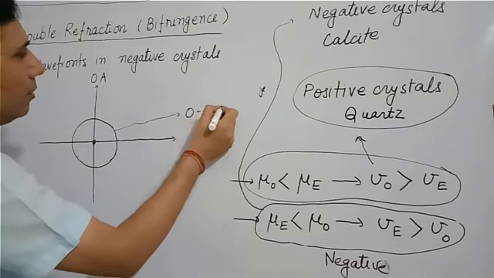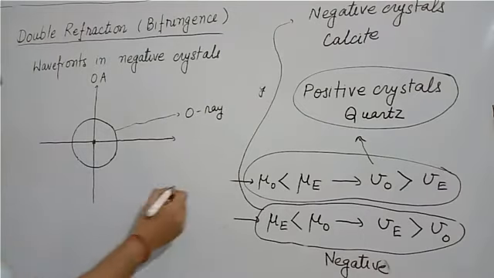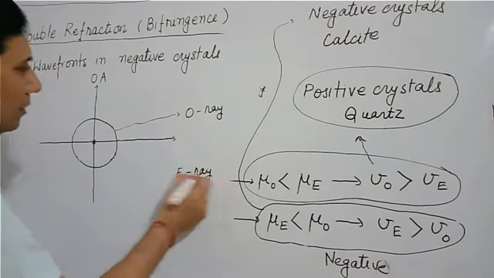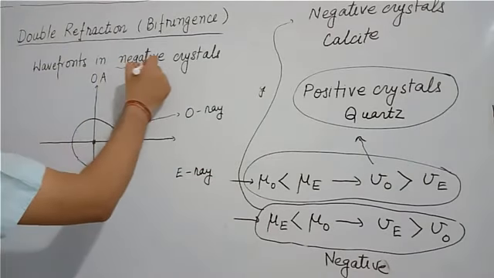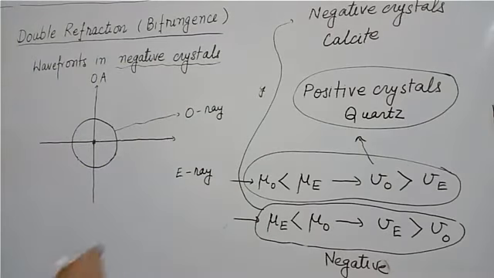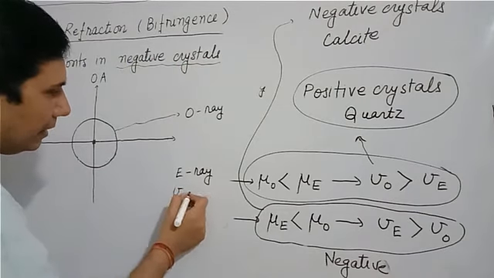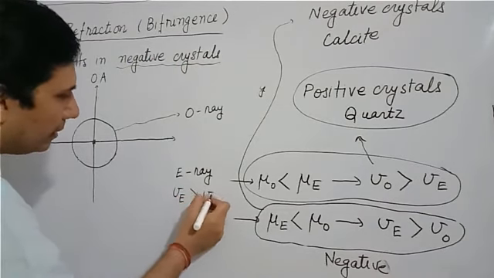Now we will draw the wavefront for E ray. We are drawing this wavefront in a negative crystal. In a negative crystal, the speed of E ray is always greater than VO.